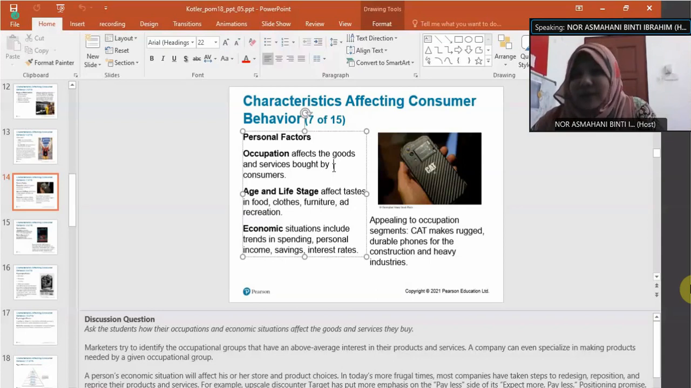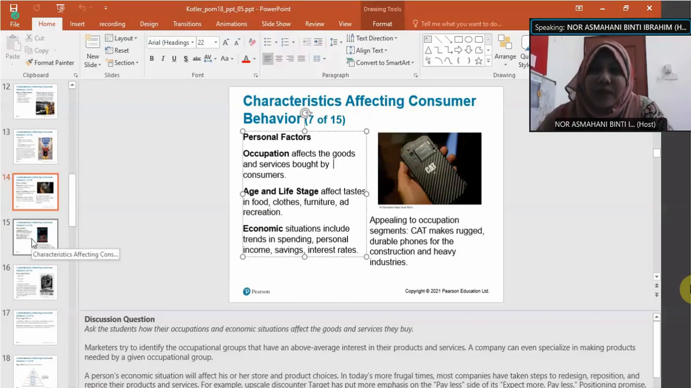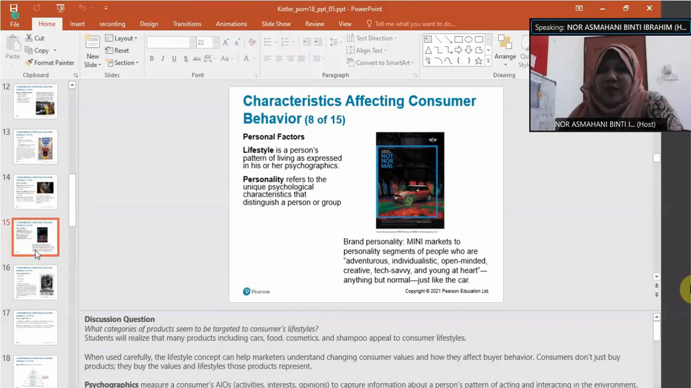So because of the economic situation, it changed the lifestyle, the attitudes towards brands and so on. Right? Ini factors yang memengaruhi. So economic situation is very important. That affects consumer behavior, whether you like it or not. That's the reality. This is the thing that a marketer should look into, right? That's why you can reprice, rebrand, reposition, redesign.